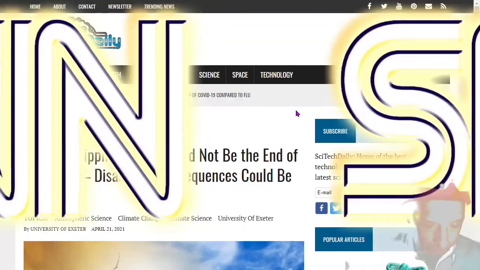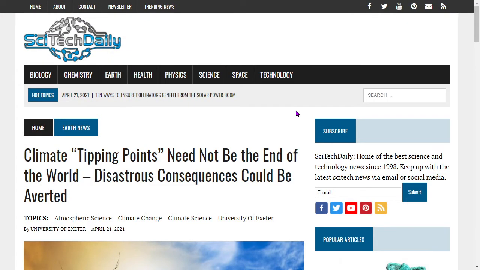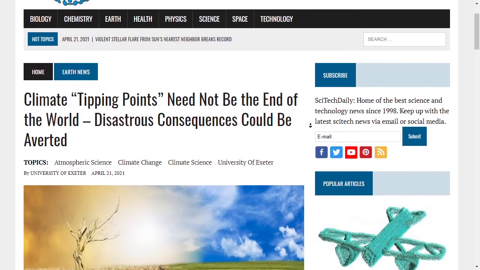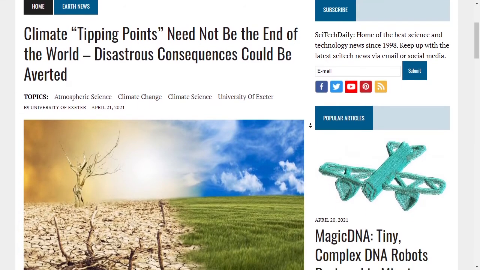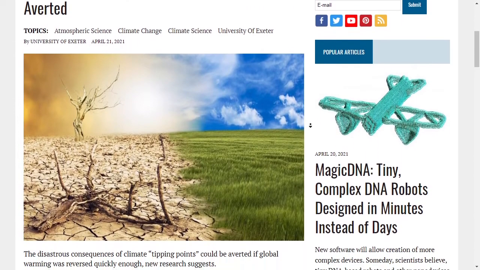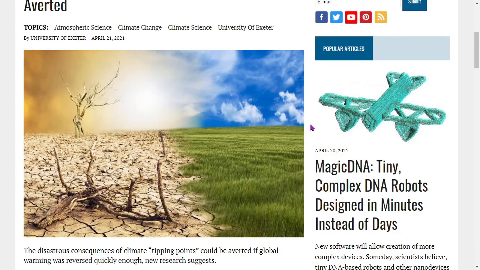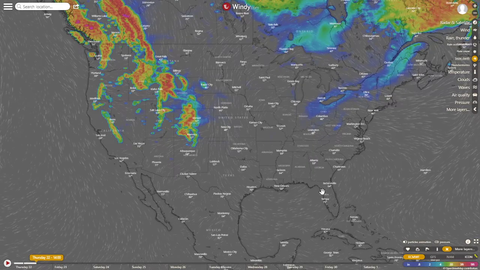And here's an article about climate tipping points need not be the end of the world because we'll just control the climate. No big deal. Don't worry about it, folks. We'll just control the climate if we need to. A skill mankind does not have.